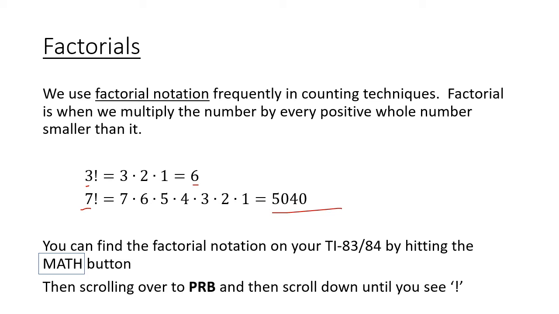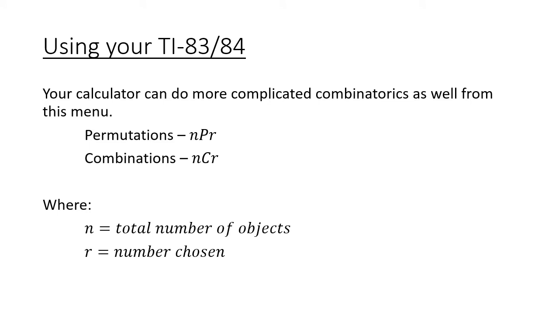Now again, the nice part is when we're doing factorials, you can do this on your calculator. If you hit the math button from the home screen, the big one that says math, and scroll over to where it says PRB, which stands for probability, you will see that factorial notation on the list. Also on that list are the other combinatorics tools we're going to use, which are permutations, which is nPr, and combinations, which is nCr. We use the variables n and r when we talk about combinations and permutations in all of our counting techniques. n is always the total number of objects, and then r is the number we choose from.